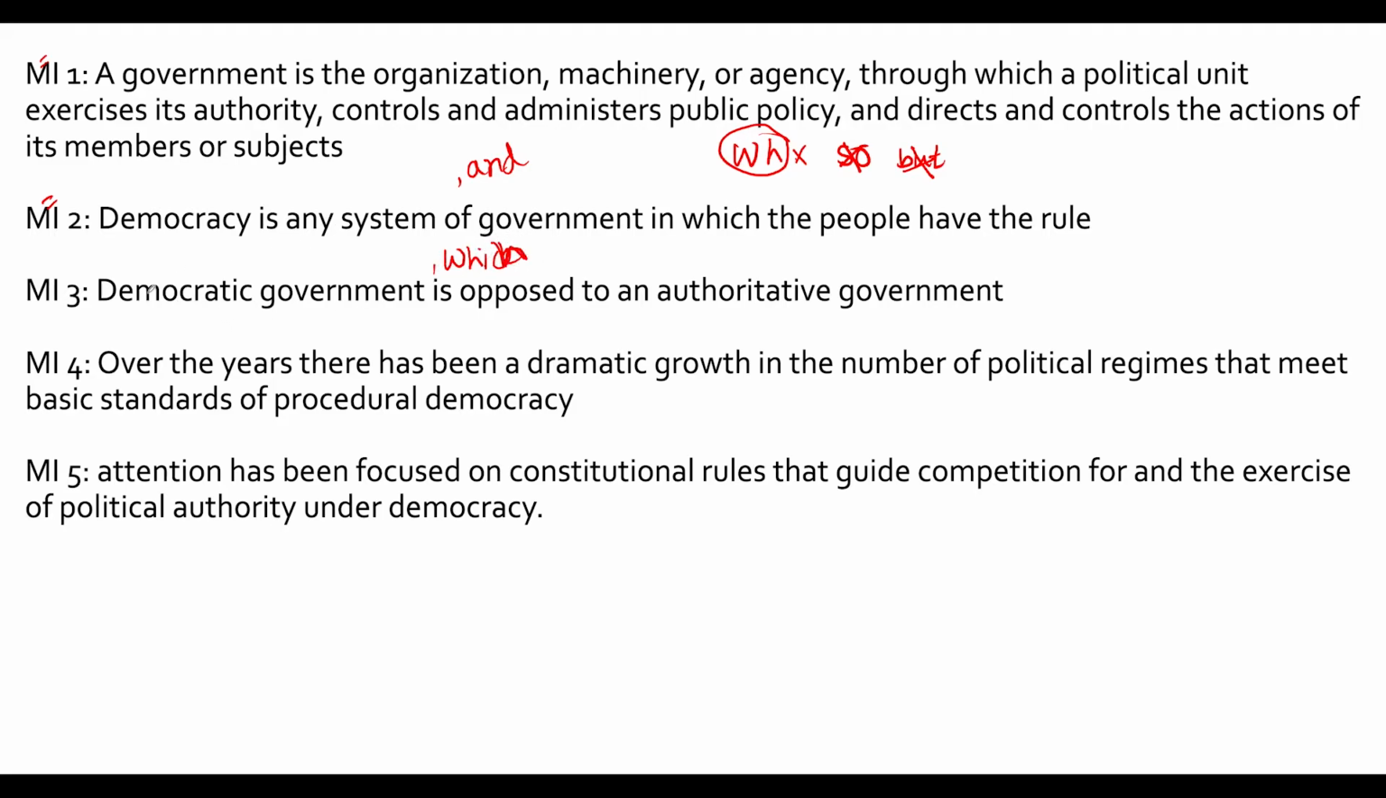Now, as I'm going to use which, I need to get rid of democratic government. So the subject needs to be replaced with which. Over the years, there has been a dramatic growth in the number of political regimes that meet basic standards of procedural democracy. I can understand that I need to use and in this case. Attention has been focused on constitutional rules that guide competition for and the exercise of political authority under democracy. Remember, the joiner before this sentence was as a result of these changes, so we are going to use so.